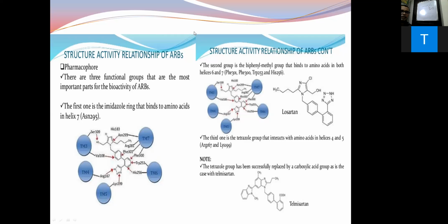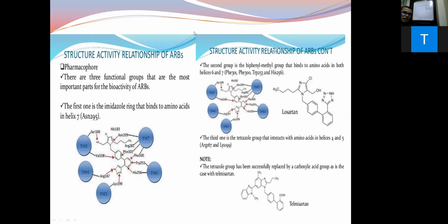So this is the basic structure of your losartan. You see a biphenyl which is connected to a tetrazole, and which is connected by a methylene group to your imidazole, which contains a chloro and a methanol group. So these are the basic initial substitutions which were found to be necessary for activity.